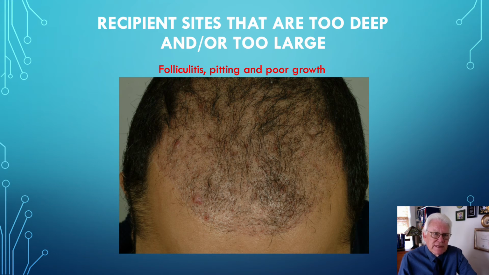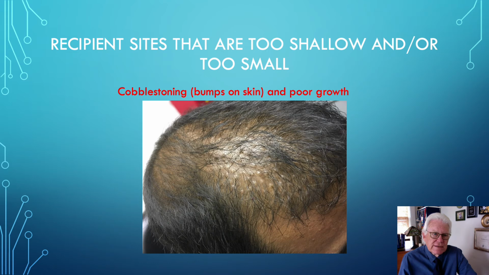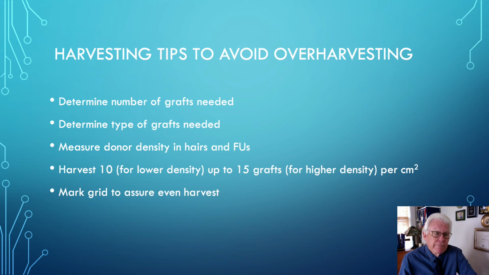If recipient sites are too deep and or too large, then the grafts can produce folliculitis, pitting, and poor growth. This is poor growth from faulty harvesting and faulty handling and graft placement. Very poor yield, and we see pitting of the skin. When recipient sites are too shallow and are too small, bumps or cobblestoning can occur on the skin and also poor growth.